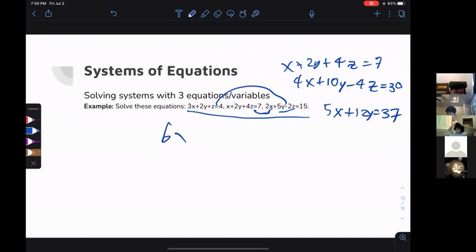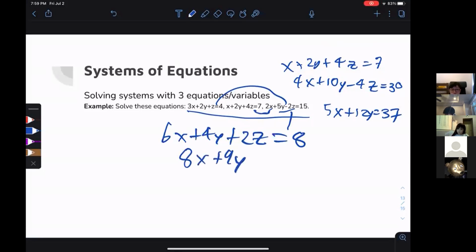And then we have 6x plus 4y plus 2z is equal to 8. And then we add this to that. And that gives us 8x plus 9y, I believe, is equal to 23. And so this is just a system of equations in two variables, and we know how to deal with these. We can solve for both x and y from just these two equations. And then we can plug those back into any one of these three to get z. And that's how you solve this system of three equations and three variables.